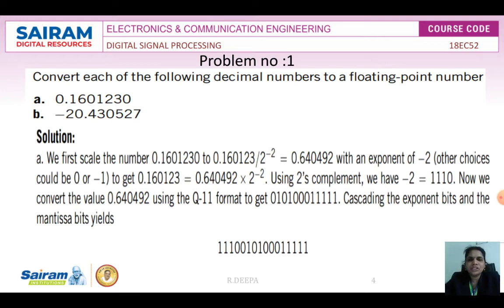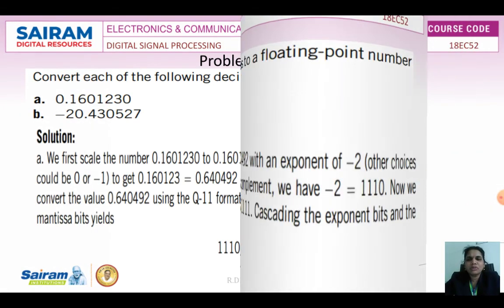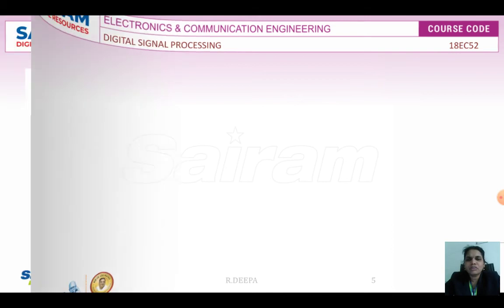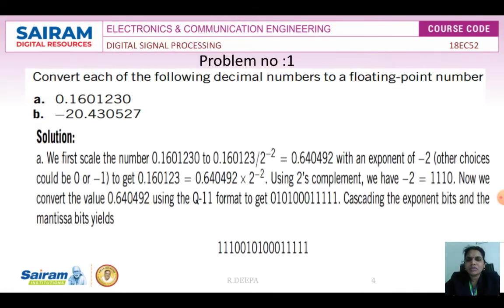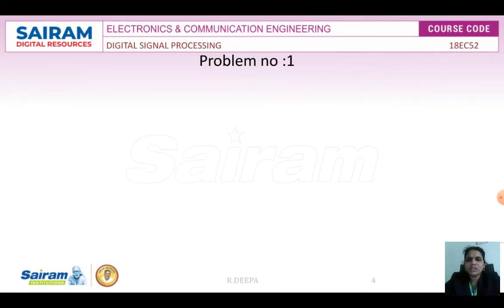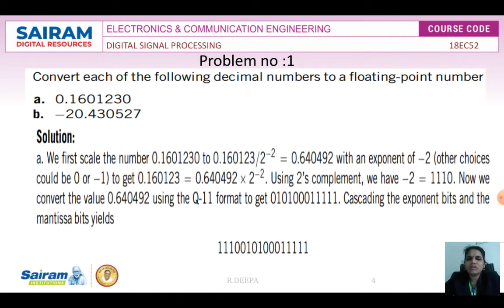Because I am getting the maximum fractional part as 0.640492. The other choices could be 2 power of 0 and 2 power of minus 1, but we are not worrying about that. We are concentrating only on 2 power of minus 2, because we are getting the maximum fractional part here.